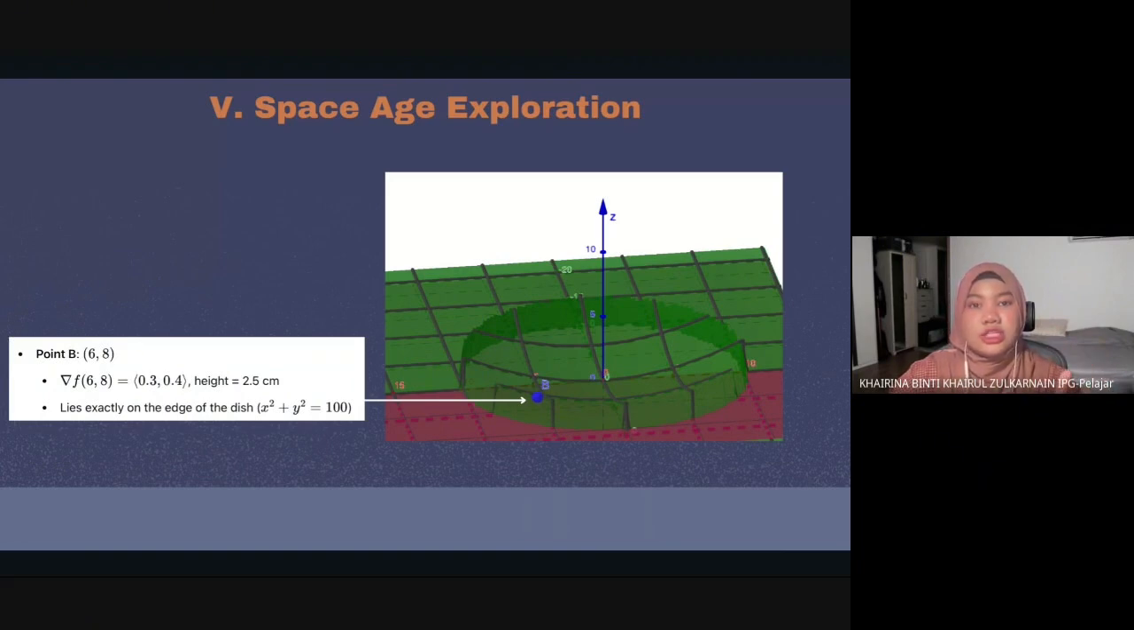So, the dish shape must redirect all parallel signals to one focal point. Points like B ensure that even edge reflections are precise, maximizing signal strength and minimizing interference or data loss.